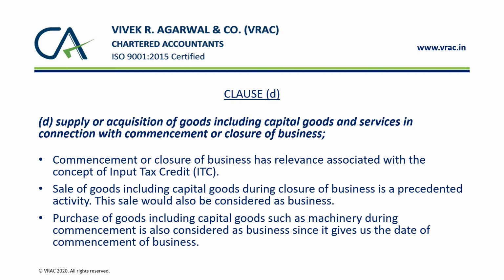Coming to clause D, which reads as follows. Supply or acquisition of goods, including capital goods and services in connection with commencement or closure of business. Commencement or closure of business has relevance associated with the concept of input tax credit, ITC. Sale of goods, including capital goods, during closure of business is a precedented activity. This sale would also be considered as business. Purchase of goods including capital goods such as machinery during commencement is also considered as business, since it gives us the date of commencement of business.